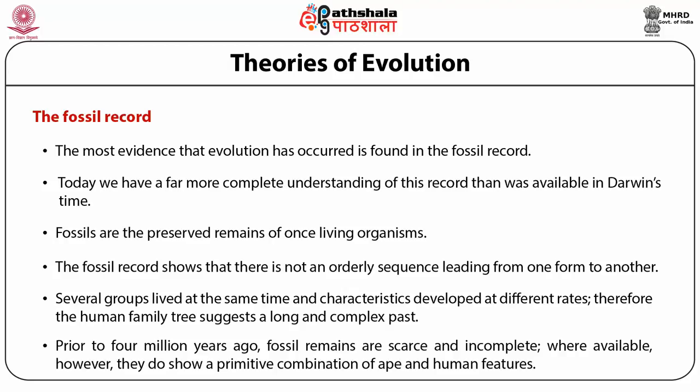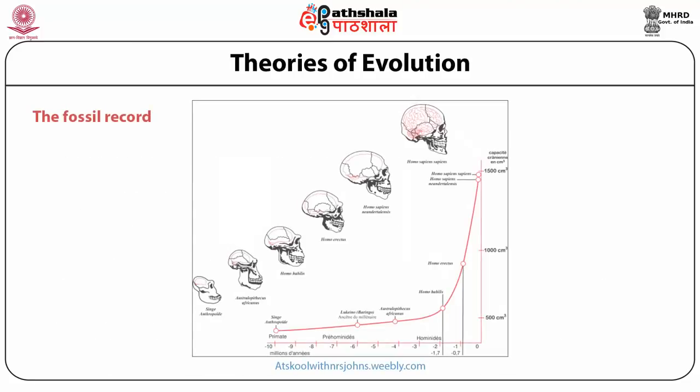Prior to 4 million years ago, fossil remains are scarce and incomplete. Where available, however, they do show a primitive combination of ape and human features. Most of the key characteristics that stand out as distinctly human are related to their bipedal stance. You can visualize how fossil records are useful in understanding the course of evolution.